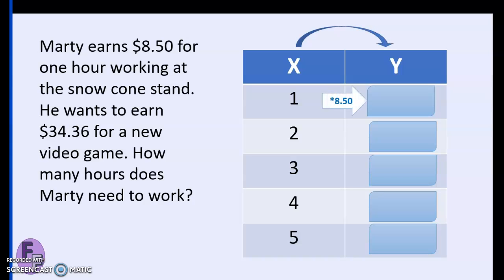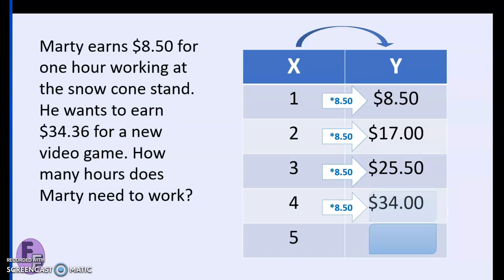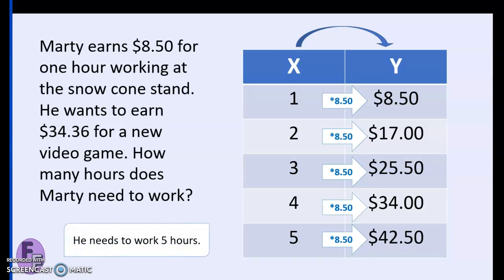Well, again, we're looking for what we're doing to x to make y. And the rule in this story problem says we're multiplying by 8.50. So you can create a table using your rule of multiplying by 8.50. And when we complete the table, we can see in order to get 34.36, he can't just work 4 hours. He needs to work that 5th hour in order to have enough money.